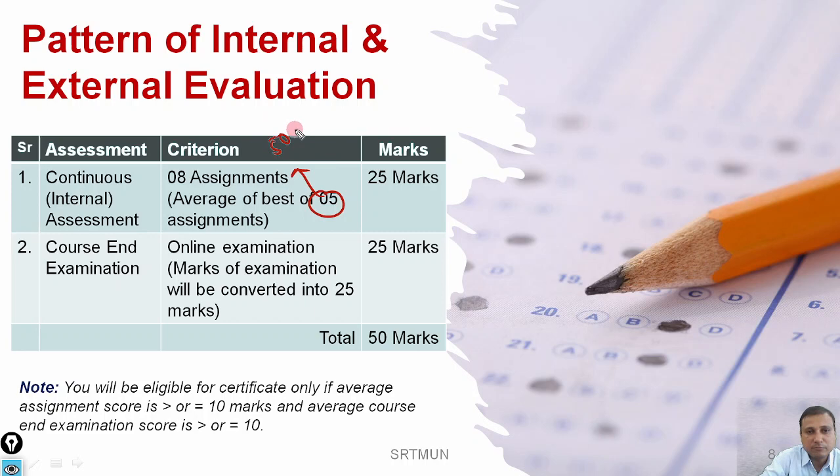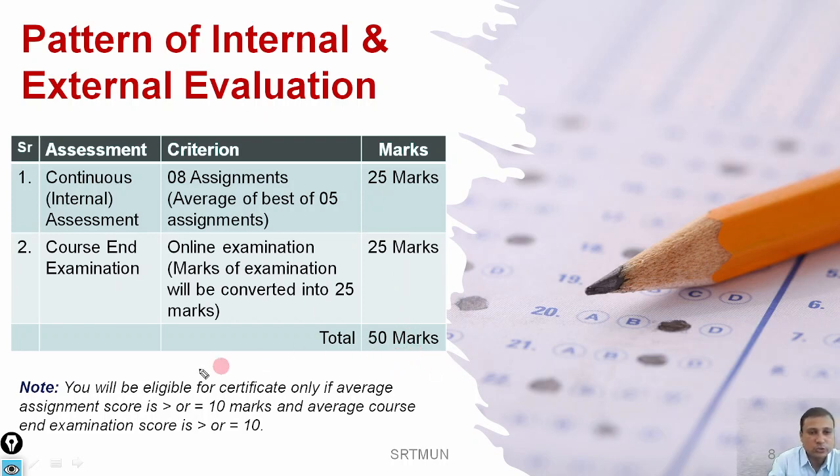Now these 5 assignments will carry 50 marks, because each assignment carries 10 marks, and these 50 marks will get converted into 25 marks. So you will have to submit 5 assignments. Whatever marks you earn out of these 5 assignments, that score will get converted into the 25 marks. Now we'll come to the course ending examination. At the end of this course, there will be an online examination of 50 marks, and these 50 marks will get converted into 25 marks. Whatever marks you earn out of these 50 marks will get converted into the 25 marks. Now, if I add these 25 marks and 25 marks, it becomes the 50 marks.